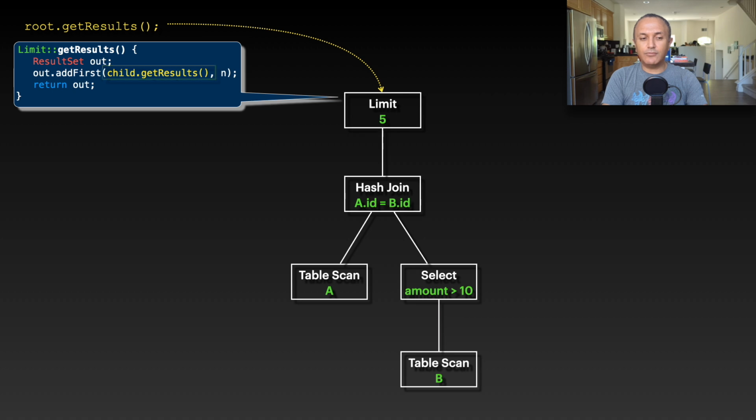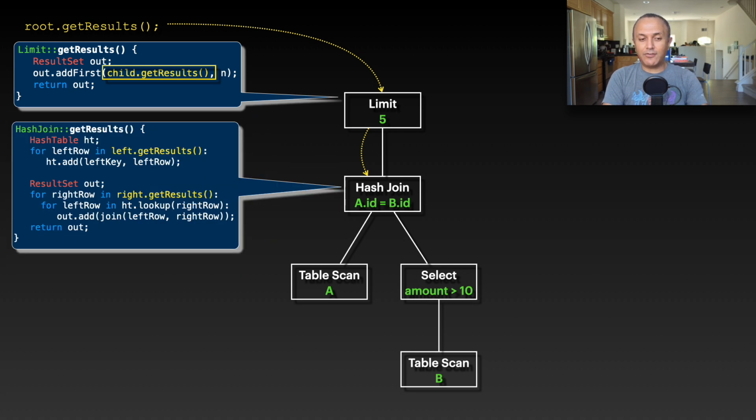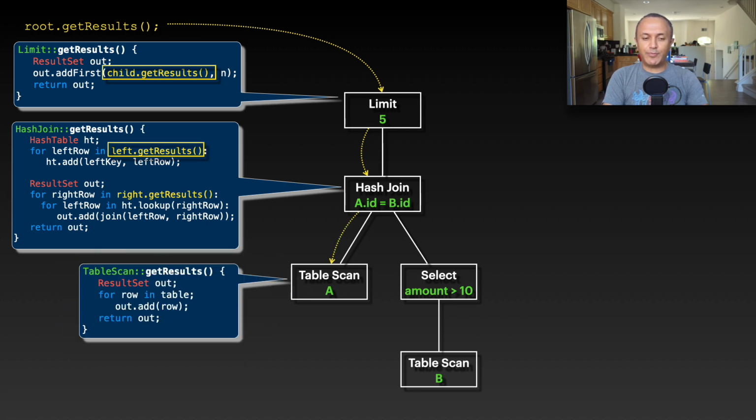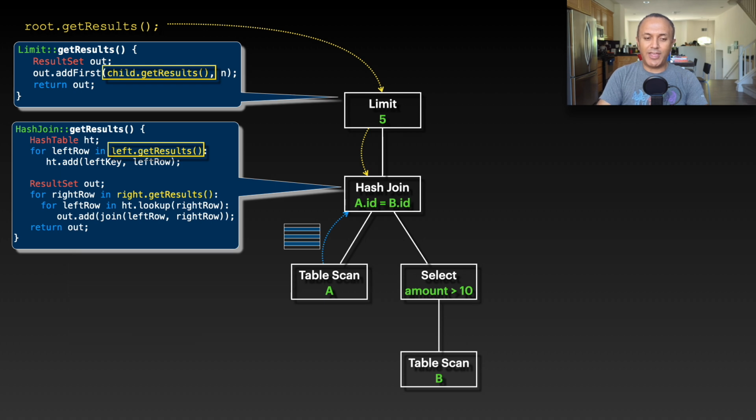To do that, we first need to get results from its child. This is part of that code. This will call getResults on the hash join node. The first step for that is calling getResults on the left child. This left child happens to be a table scan. What the table scan does is just return all the rows in that table. That will return to the hash join code. The hash join code will take all these rows and start building the hash table from them. Once it's done, it's going to start calling getResults on the right side.